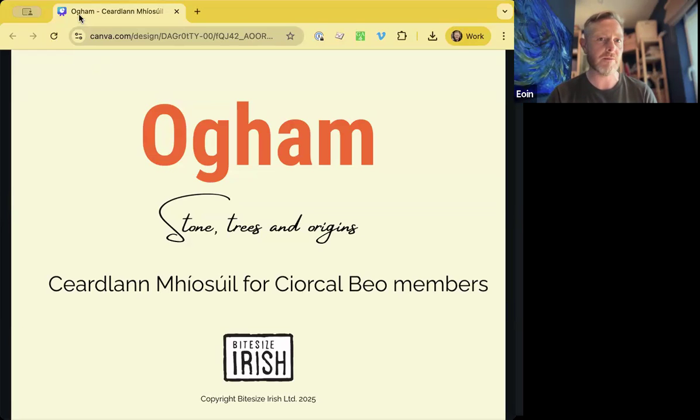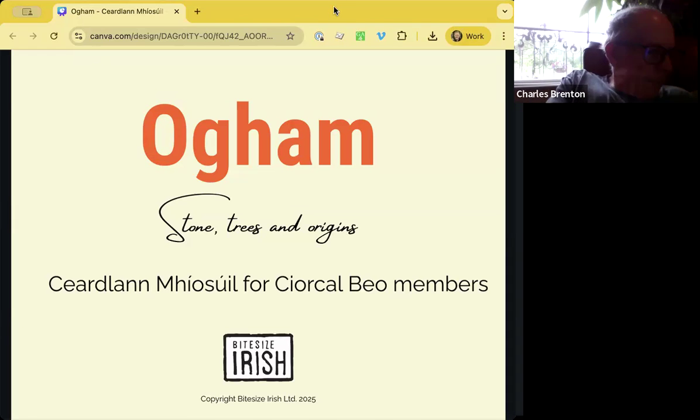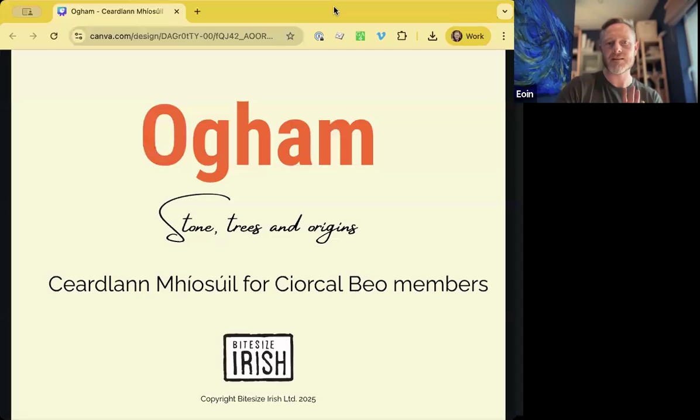Ogham, or you hear people pronounce it Ogham. I'll call it Ogham. And disclaimer right up front, I am not a subject matter expert. So this is following my curiosity and seeing what's interesting, and it's only one view into Ogham. So, stone, trees, and origins.